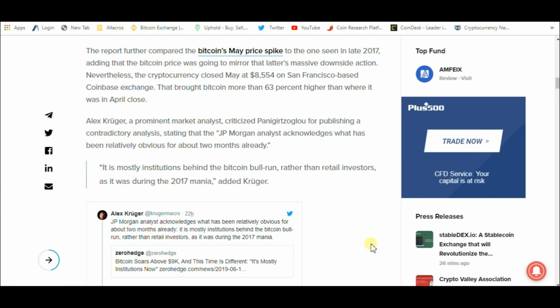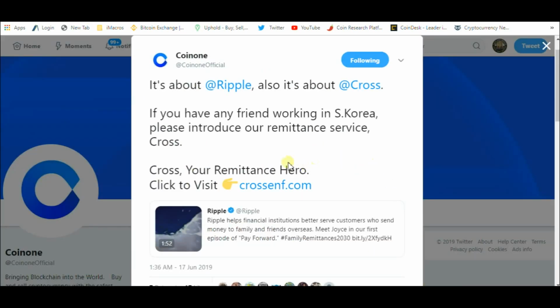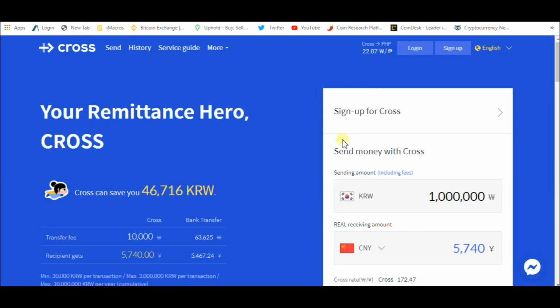All right. Next, from Coin One, I showed you earlier today that they were going to be working with Ripple. And then they tweeted this out. It's about Ripple. It's also about Cross, and this is a wrong Twitter handle there. If you have any friend working in South Korea, please introduce our remittance service, Cross. Cross, your remittance hero. And then this is the website, and it's Korean, and I tried to translate it, but they've got remittance services that's now using Ripple technology, folks. And this is one of the bigger exchanges over there. You can see this at crossenf.com.